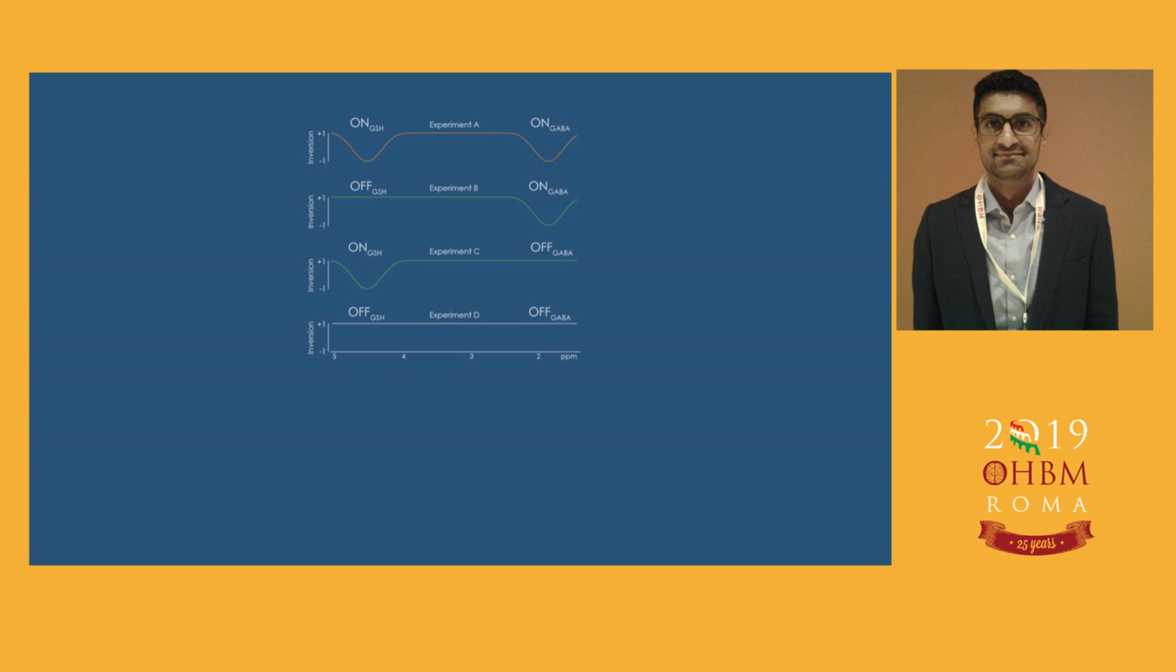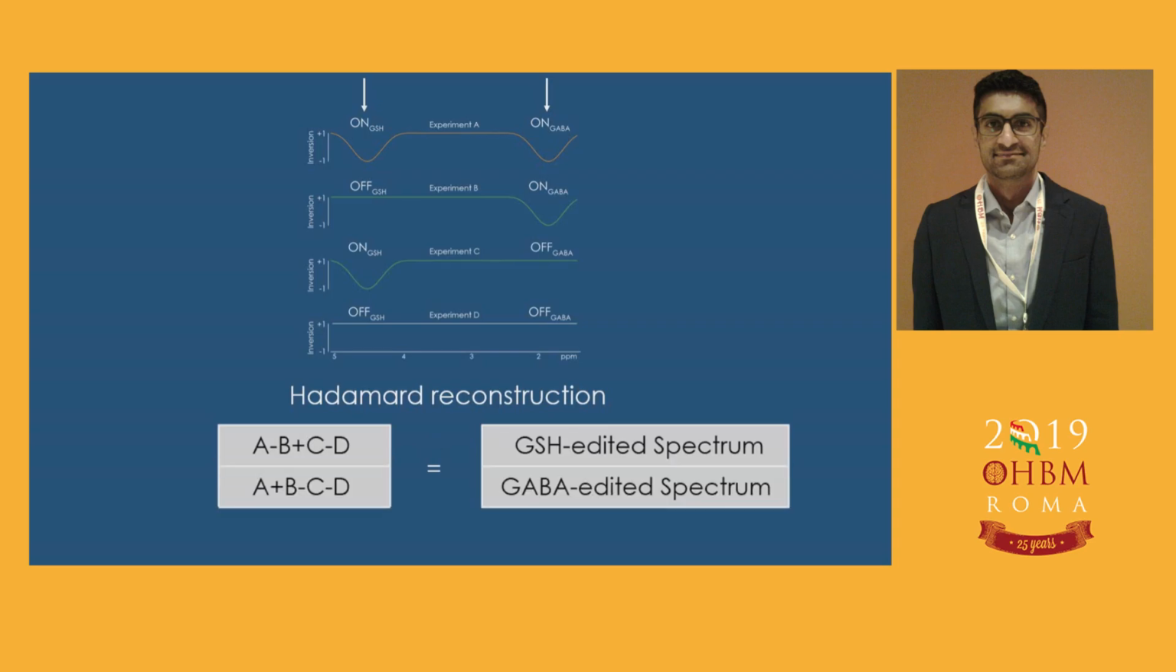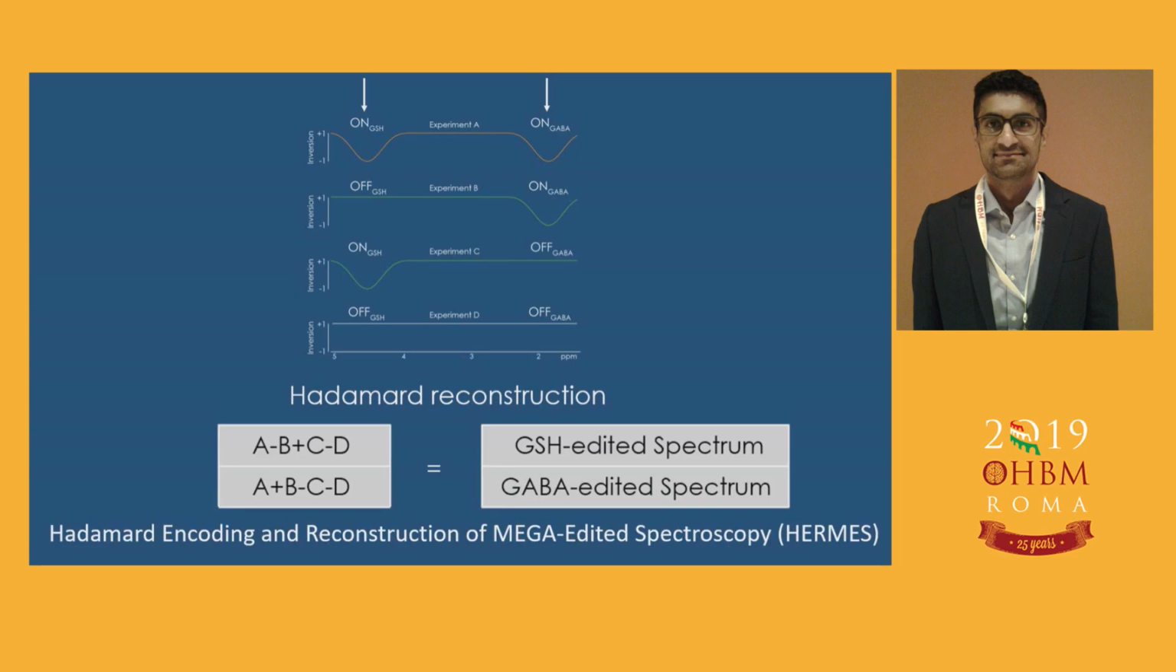So the question comes in, how do we get GABA and glutathione edited spectra from this method? So again, you repeat the same steps you did for MEGA-PRESS. For glutathione, you take all the ons minus all the offs, and for GABA, again, you take all the ons minus all the offs. And this is where you apply the Hadamard reconstruction. Hadamard reconstruction involving A minus B plus C minus D gives you glutathione edited spectrum. Reconstruction involving A plus B minus C minus D gives you GABA edited spectrum. And now Hadamard encoding and reconstruction gives the technique its name, Hadamard encoding and reconstruction of mega-edited spectroscopy, or in short, HERMES.